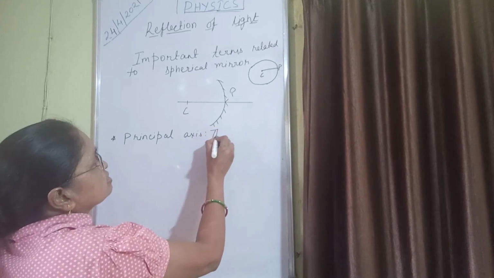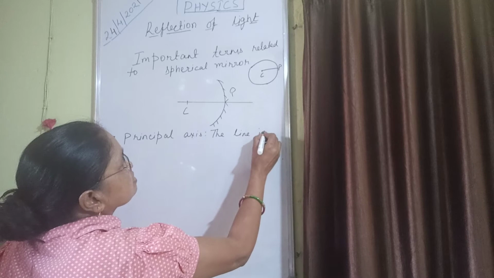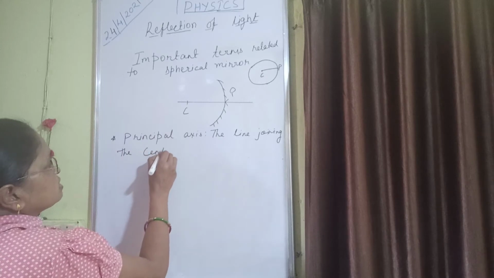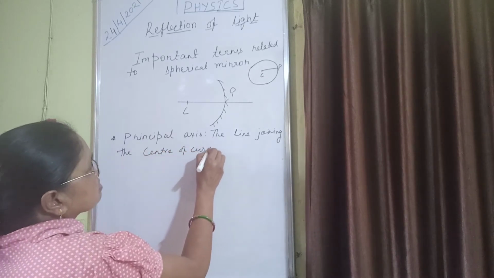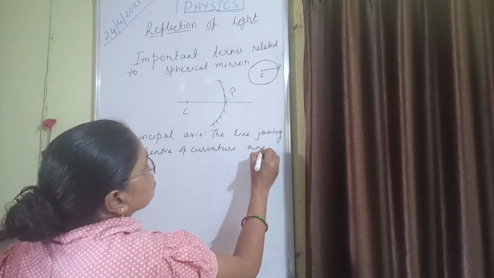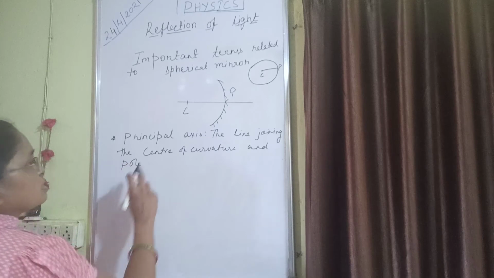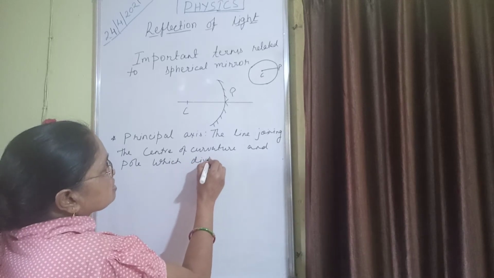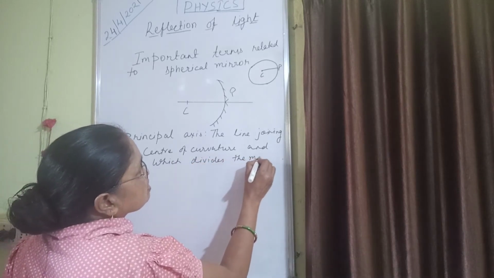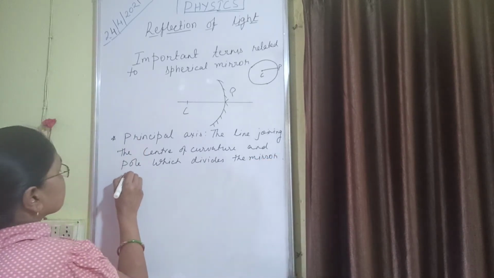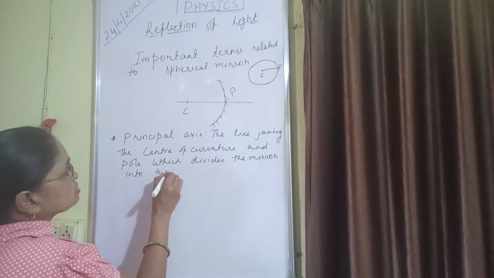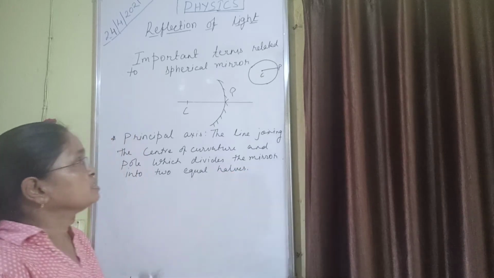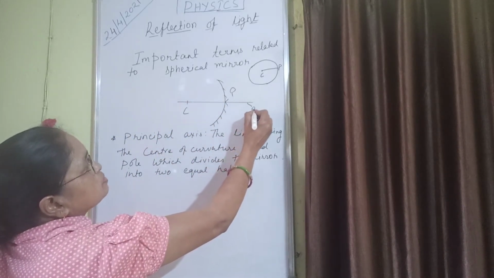So the line joining the pole and the center of curvature, which divides the mirror into two equal halves, this line is known as principal axis.